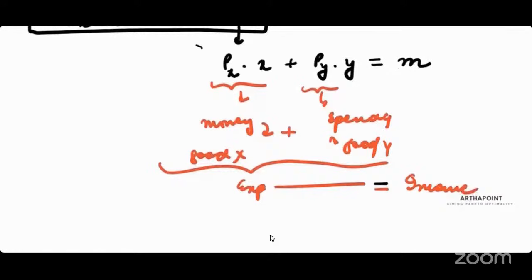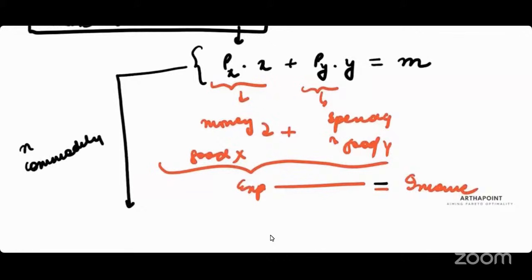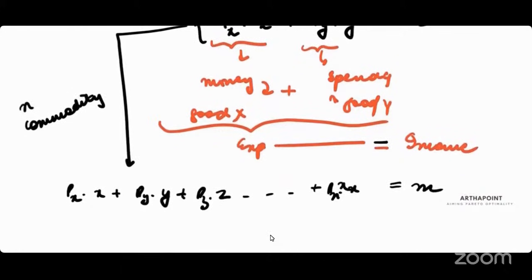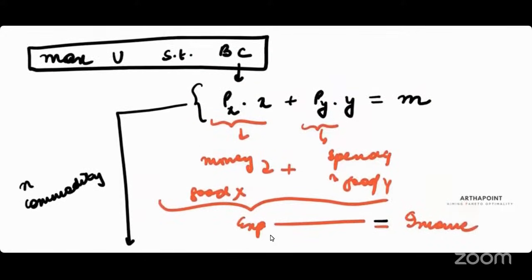And I can very well extend this to an N commodity case. So I can very well go ahead and say that Px into X plus Py into Y plus Pz into Z and so on till Pn into Xn is equal to income. So I can extend this. This is just an expenditure on N commodities. But for our purpose, we will always do this.